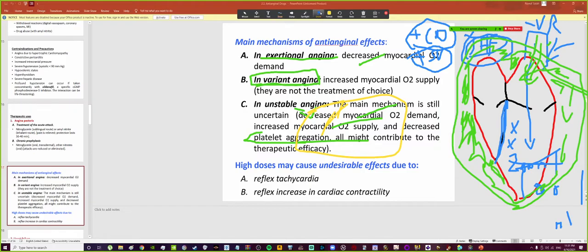And of course we said this before when we explained it, how the high dose may cause undesirable effects, which is reflex tachycardia and reflex increase in cardiac contractility, which undo its goal, okay?